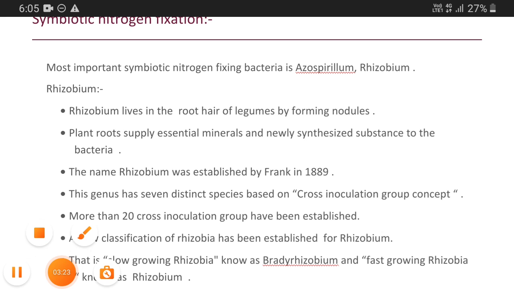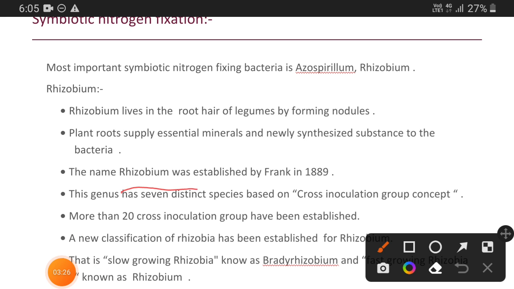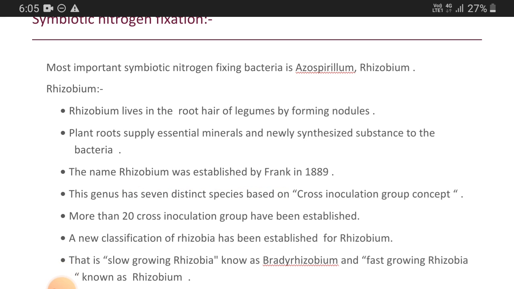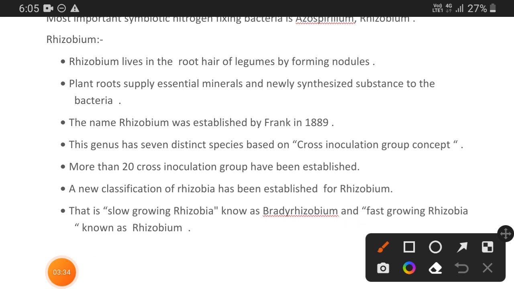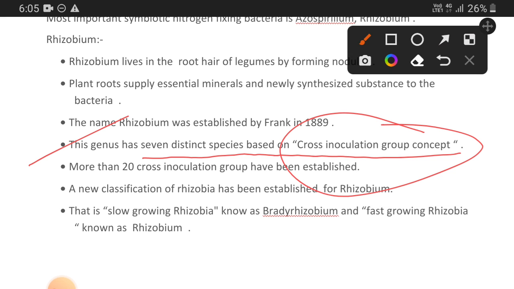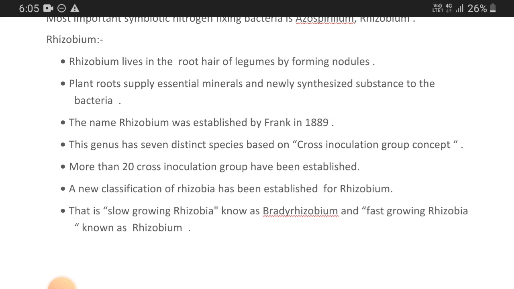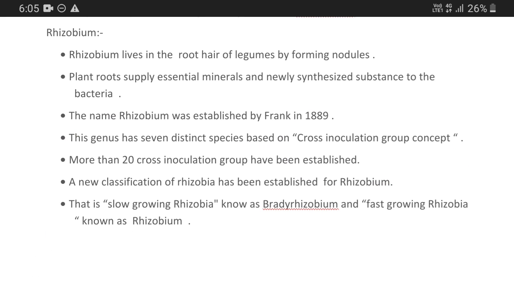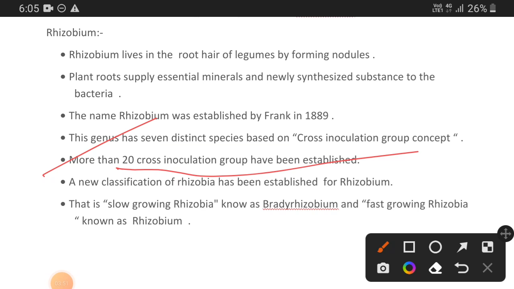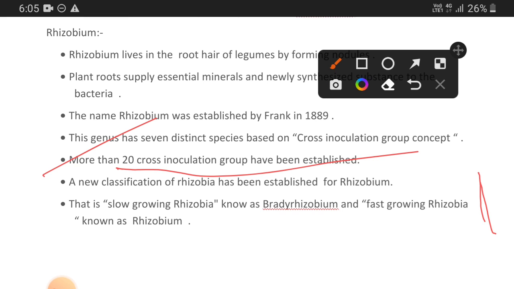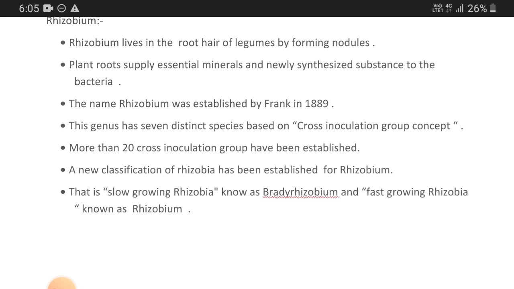The name rhizobium was established by Frank in 1889, which you can remember. Rhizobium has 7 distinct species depending on the cross inoculation group concept. We won't go into detail of the cross inoculation group concept, we don't need that. Just remember that the genus has 7 distinct species depending on the cross inoculation group concept. More than 20 cross inoculation groups have also been established.